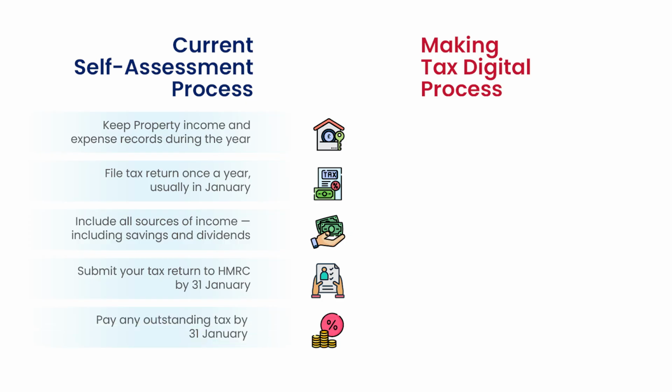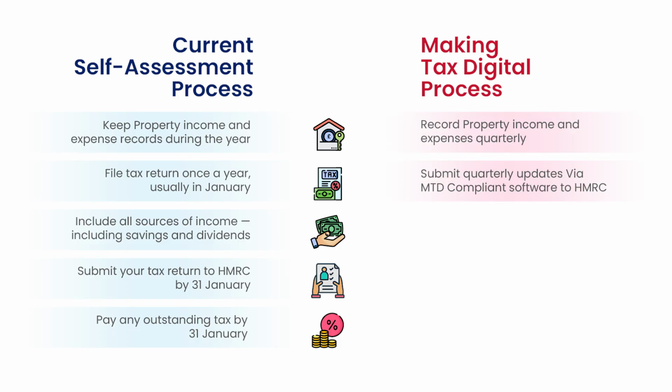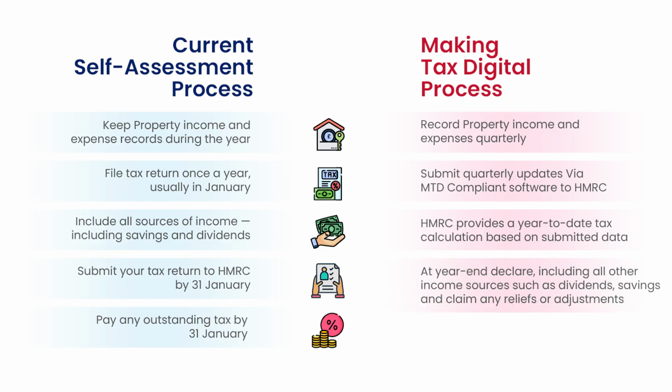Making Tax Digital process. Record property income and expenses quarterly. Submit quarterly updates via MTD compliant software to HMRC. HMRC provides a year-to-date tax calculation based on submitted data. At year-end, declare all other income sources such as dividends and savings, and claim any reliefs or adjustments. Submit a final declaration and pay your tax by 31st January, just like before.